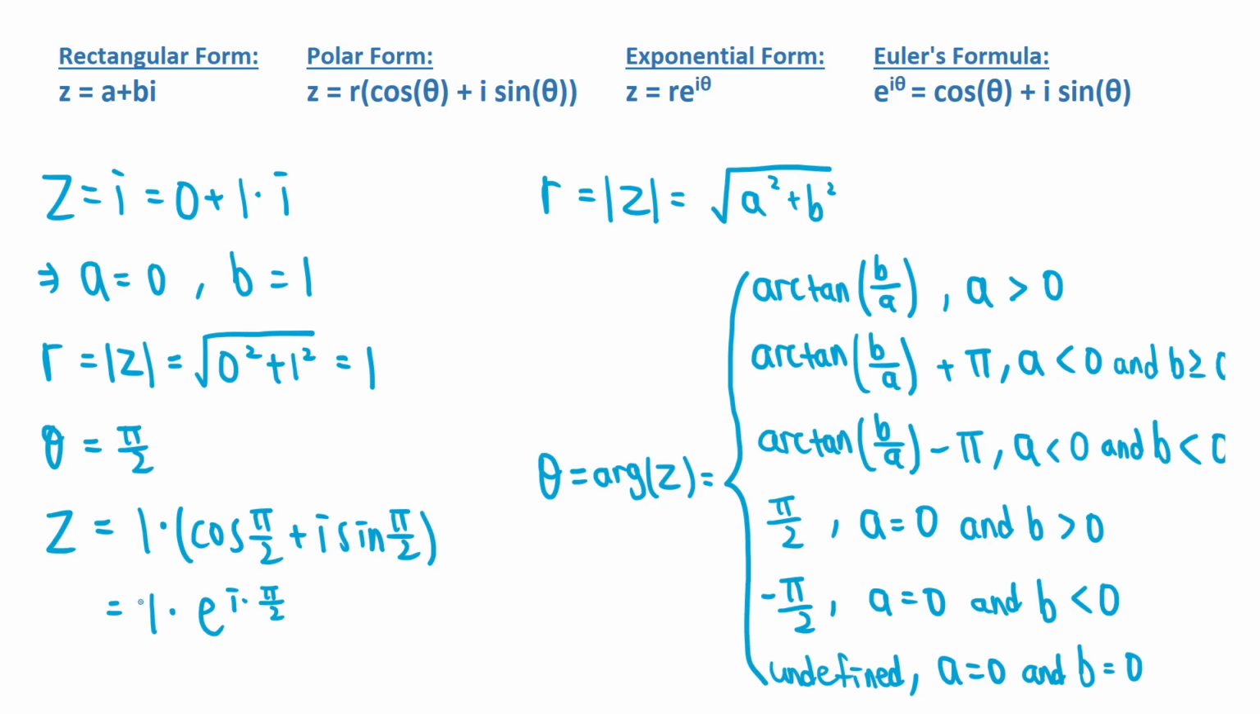And we can get rid of this 1, since 1 times anything is just equal to itself. So this expression is just equal to e to the power of i pi over 2. So we can rewrite the complex number i as e to the power of i times pi over 2, which is its equivalent exponential form, and we're going to use this to evaluate the expression i to the power of i.